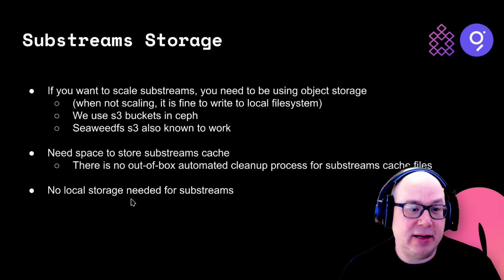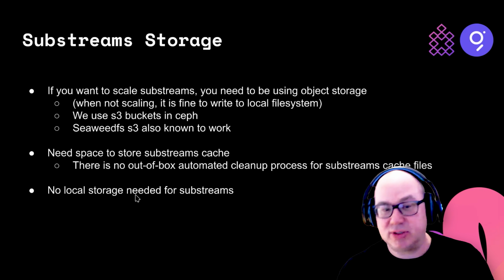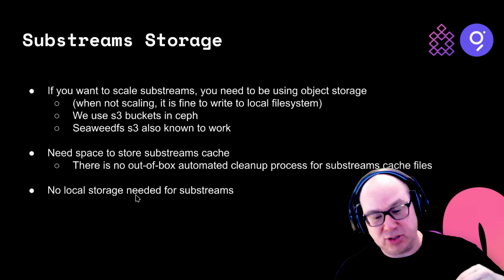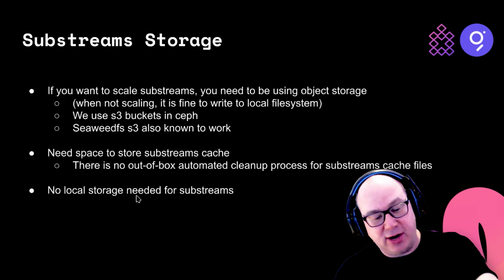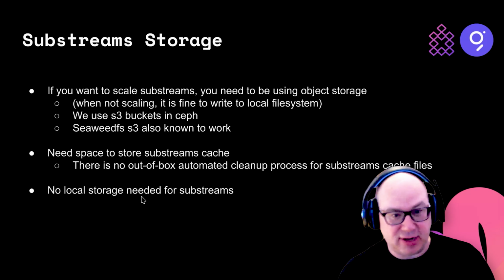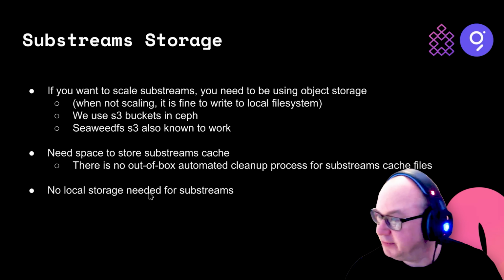Okay, and otherwise you don't need any local storage for substreams. So substreams doesn't need any local storage on your disk. It all just uses the object storage. So when it starts, it pulls Firehose blocks from the object storage, and then it writes substreams cache files back to the object storage.